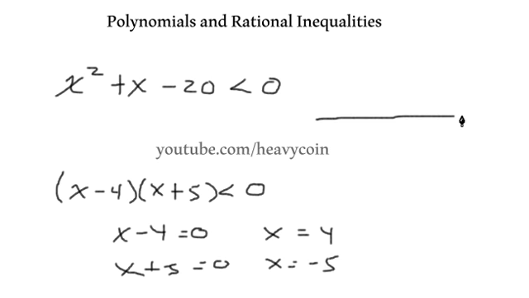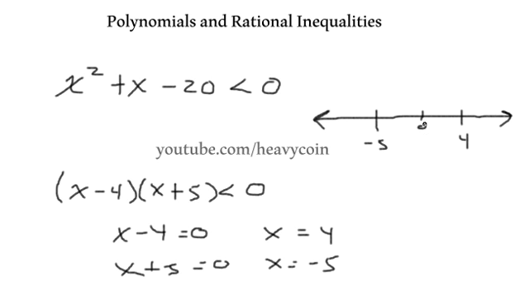Then we're going to draw a number line, and we're going to plot 4 and negative 5 on the number line. So here's negative 5, and here is 4. What we're going to do is pick what I call test points. We're going to pick a test point like 0, plug it in and see if it's true. If I plug 0 in, you get negative 4, and you get 5. Negative 4 times 5 is negative 20. So 0 makes this true: it's a negative number, and it must be less than 0. Well, negative 20 is less than 0.